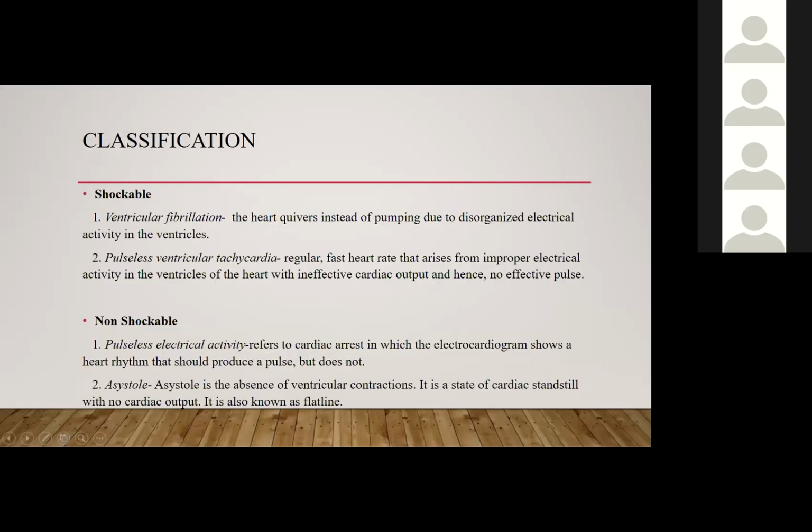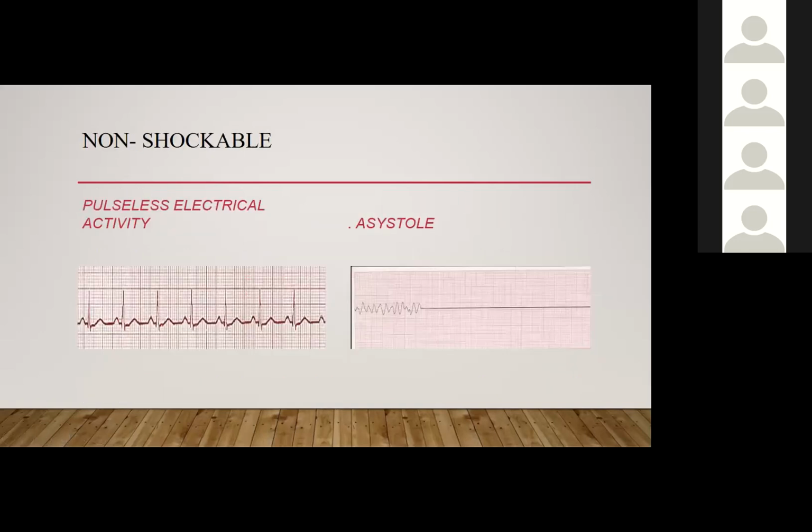Okay, now let's look at this. For the non-shockable rhythms, there are two types. We have pulseless electrical activity and we have asystole. In pulseless electrical activity, when you touch the patient, there's no pulse. But when the monitor is connected to the patient, you can actually see a normal ECG. So there's a normal ECG, beeping, but there's no pulse. If you try to palpate a pulse, nothing. But when you look at the monitor, it gives you a normal ECG. That is called pulseless electrical activity.